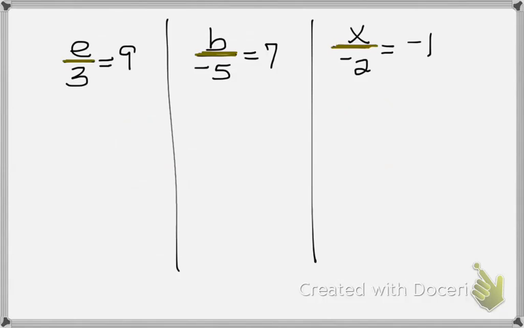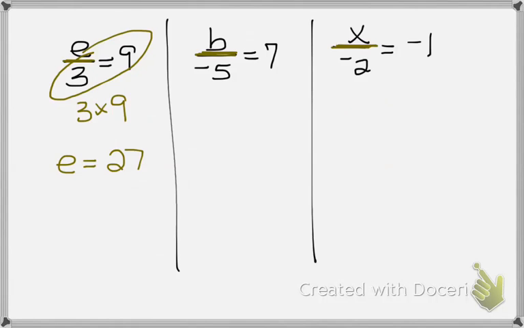Hope I said that right. So to undo division, you're going to multiply. And guess what two numbers you're going to multiply? The 3 and the 9. And then e equals 27. That was easy enough. How about the second one?